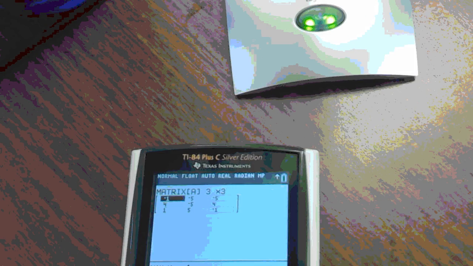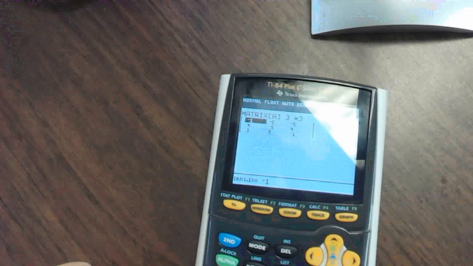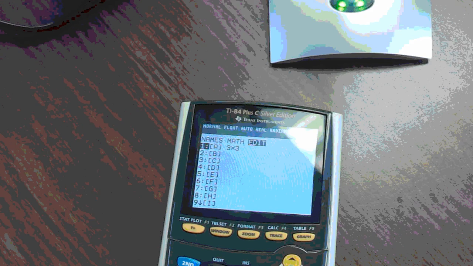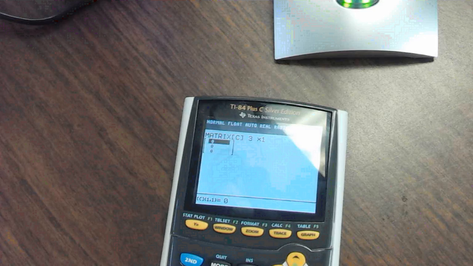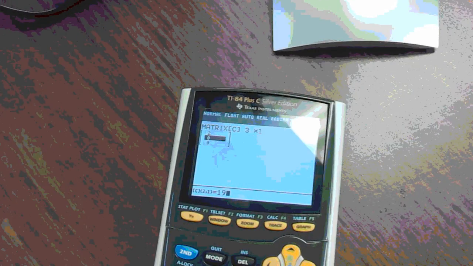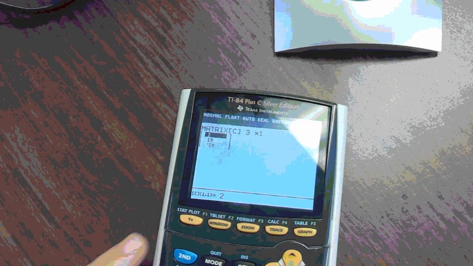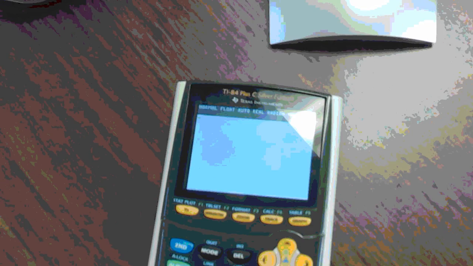Now go second matrix, over to edit, and press 3 for C, and it is a 3 by 1. It was 2, 19, and negative 20. Okay, quit. Now we go and we get those matrices.